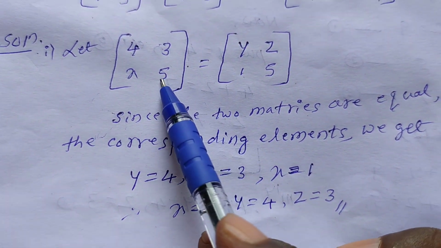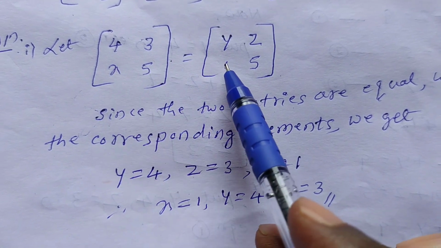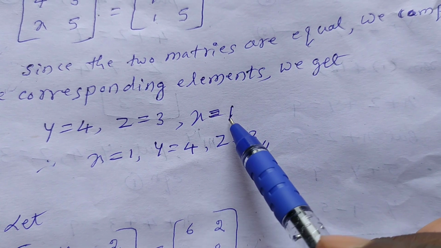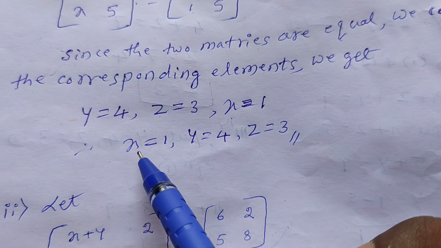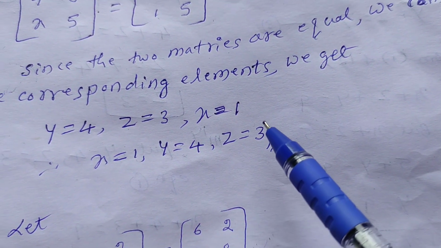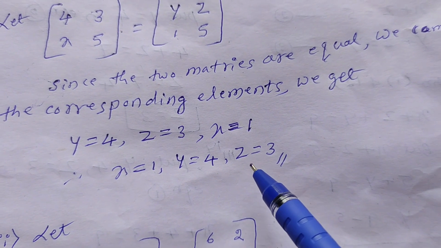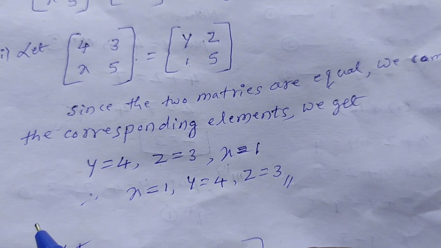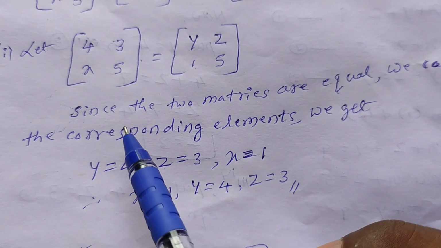In place of 5 there is a 5. Corresponding elements, so we have to put x equals 1. Therefore the required values of x, y, z are x equals 1, y equals 4 and z equals 3. This is how we find the values of x and y of equal matrices by comparing the corresponding elements. This is the first example.